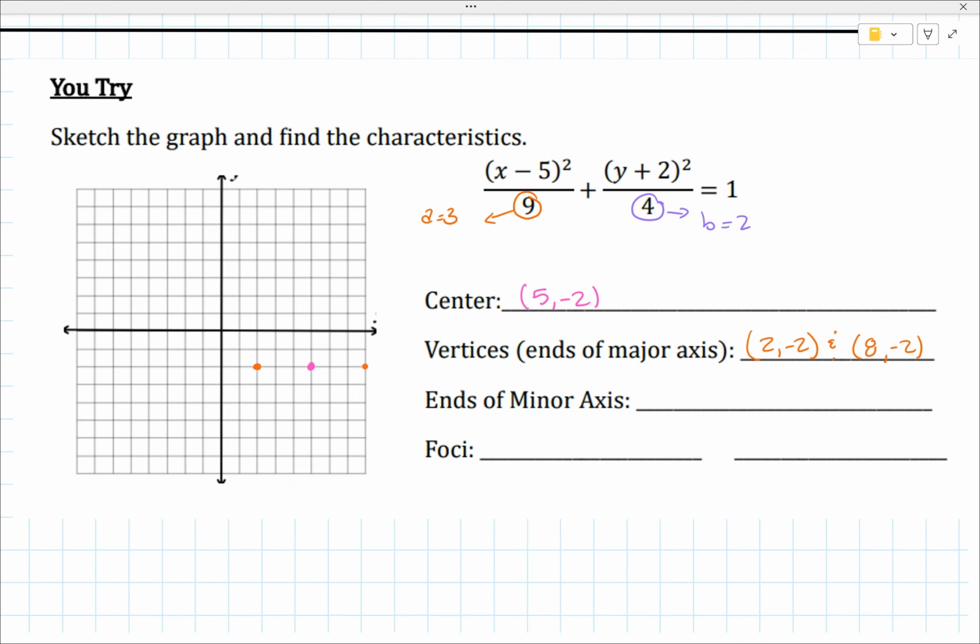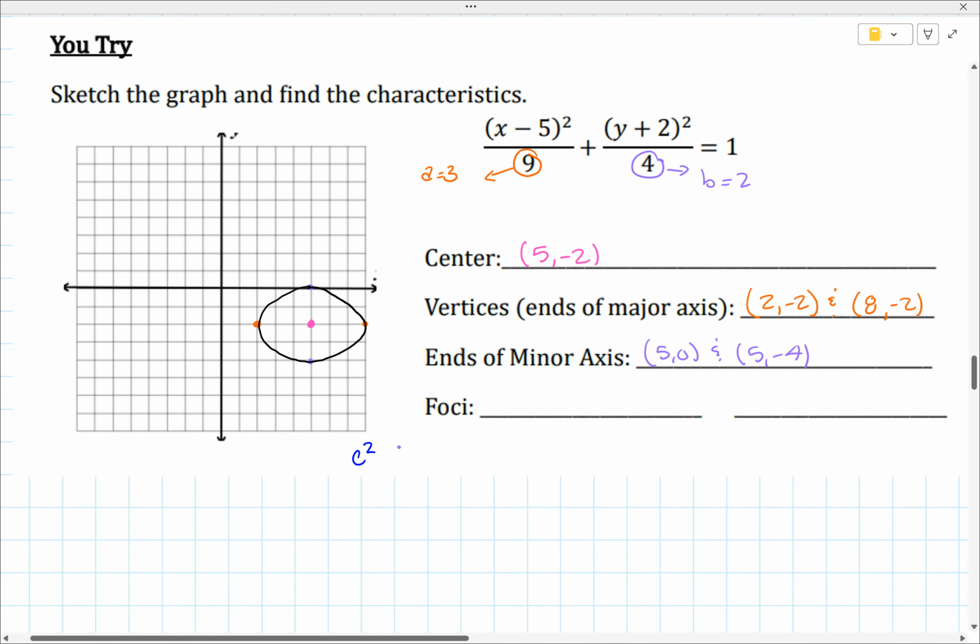And then our B value is underneath the Y, so we're going to go up and down 2. And that's going to get the points of our minor axis. 5, 0, and 5, -4. And then I'm going to connect my dots so I don't forget. We got an ellipse. And then for the foci, we're going to use our formula. Since A is greater than B, A squared is greater than B squared, we're going to do A squared first. 9 - 4, and that gets us 5, so square root of 5.